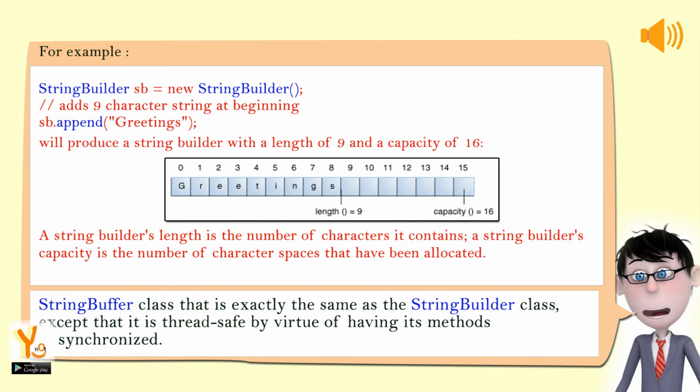As shown in the below example. A string builder's length is the number of characters it contains, a string builder's capacity is the number of character spaces that have been allocated. StringBuffer is a class that is exactly the same as the StringBuilder class, except that it is thread-safe by virtue of having its methods synchronized.